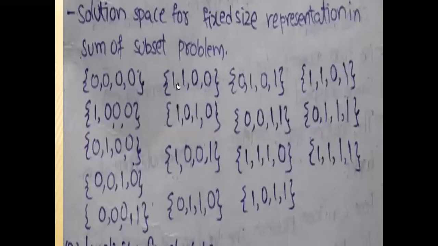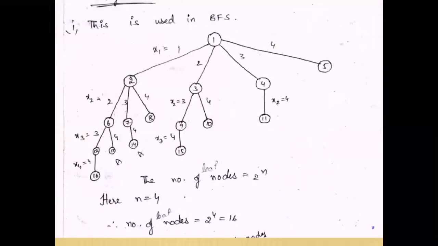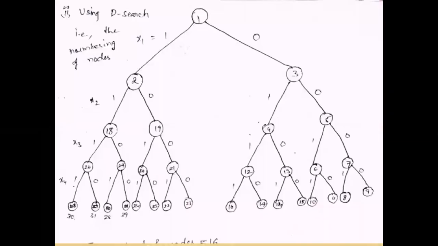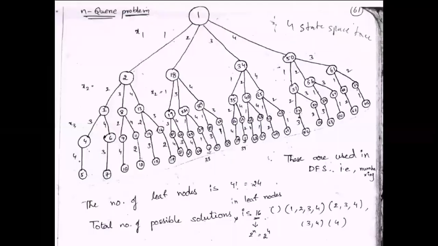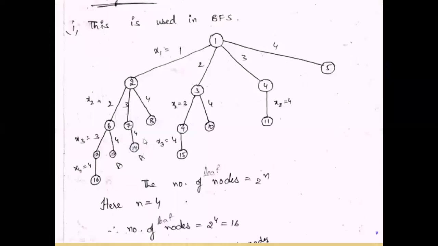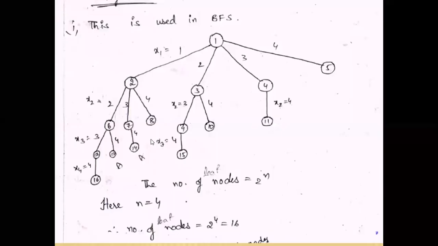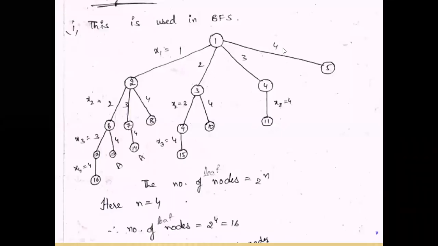x1 equal to 3 is represented by another child. Next, x1 equal to 4 is represented by another child, 4.